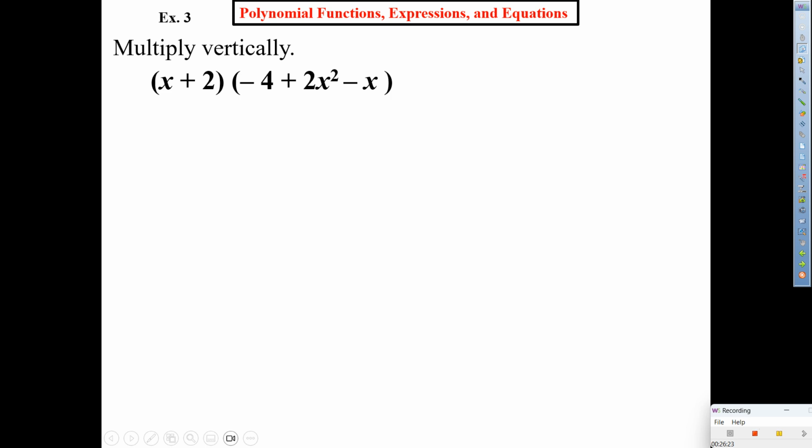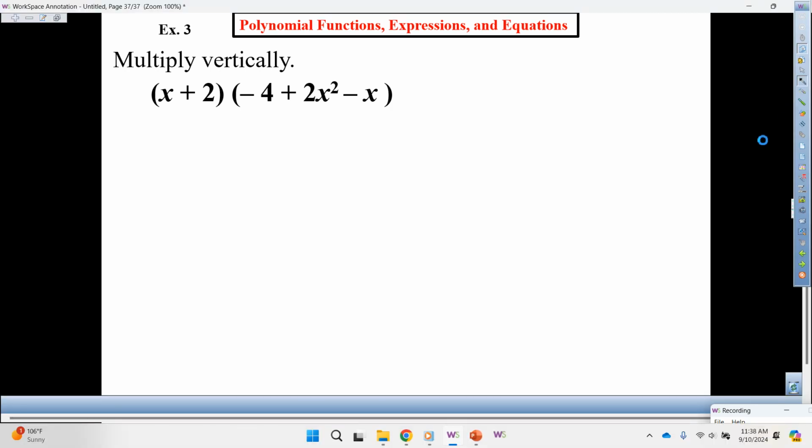Copy that one. Example 3. X plus 2 times negative 4 plus 2x squared minus x. All right, remind your neighbor that the first thing you do, first thing we do. Looks like Mario's got it. Very good. What do we do first?